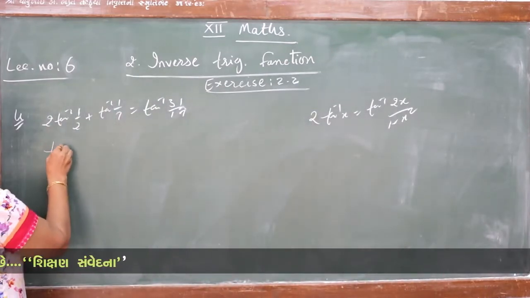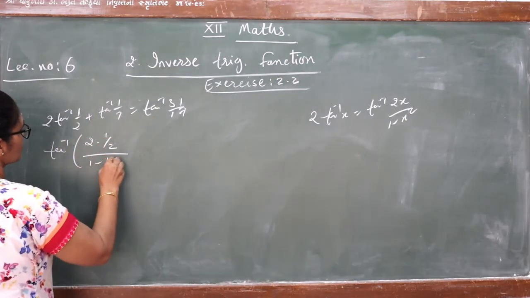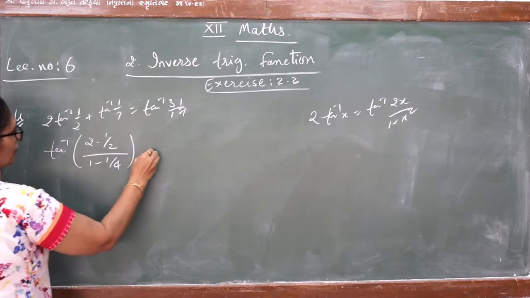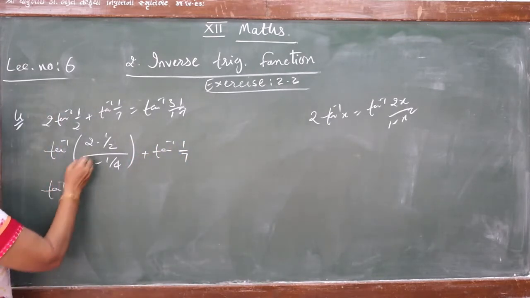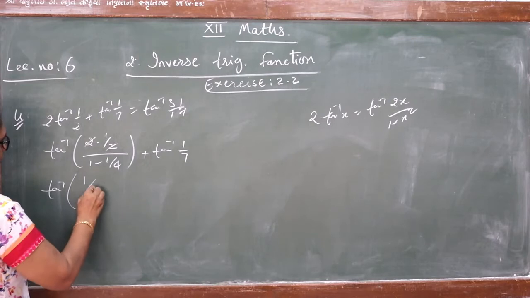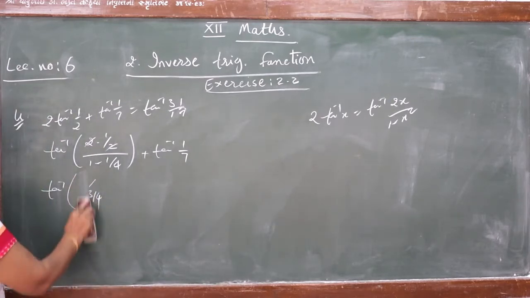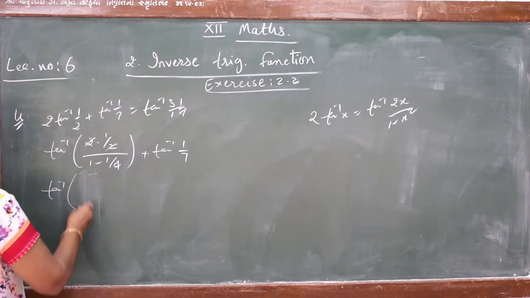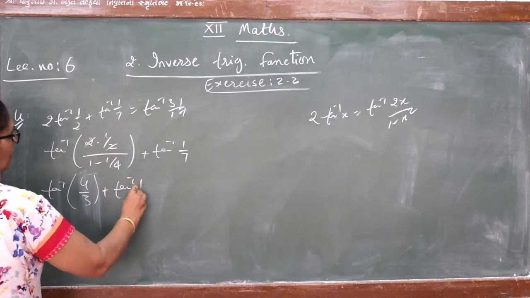What is it? Tan inverse 2 into half upon 1 minus 1 by 4. The rest of the part is as it is. Now the 2 and 2 cancel. If you take 1 minus 1 by 4, it will be 3 by 4. So 1 upon 3 by 4, and in place of that, we can write 4 by 3. So we will write directly tan inverse 4 by 3 plus tan inverse 1 by 7.